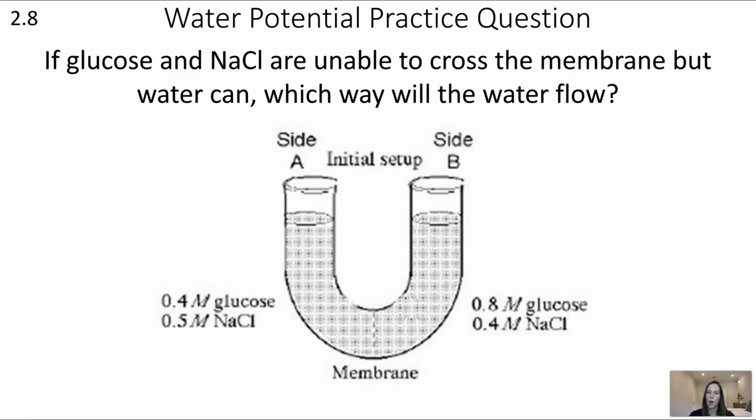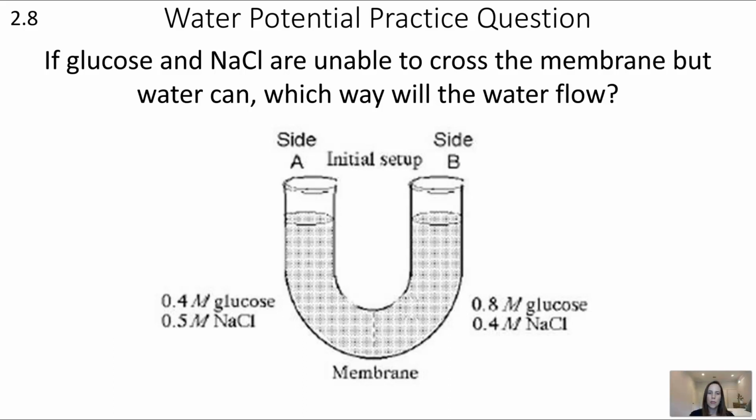Because water potential problems can be kind of tricky, I'm going to give you a practice problem to think about here. So let's look at, we have another sort of U-tube container, and in the center we have a membrane. And it says glucose and sodium chloride are unable to cross the membrane, but water can. Which way will the water flow?